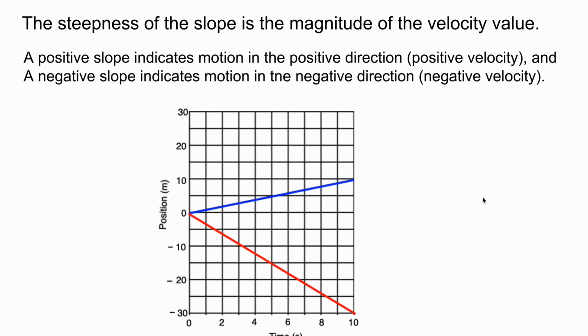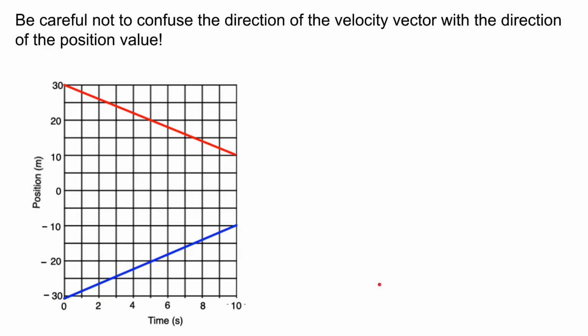On a position versus time graph, the slope is telling me the magnitude of the velocity vector, and its direction can be determined from the angle it makes. Here I have a gentle upward slope. The fact that it's upward tells me that it's a positive velocity. It's moving in the positive direction, but the slope is gentle, meaning it's not going very fast. Here I have a negative slope, meaning it's moving in the negative direction, and it's a steeper slope, so I know it's going faster.